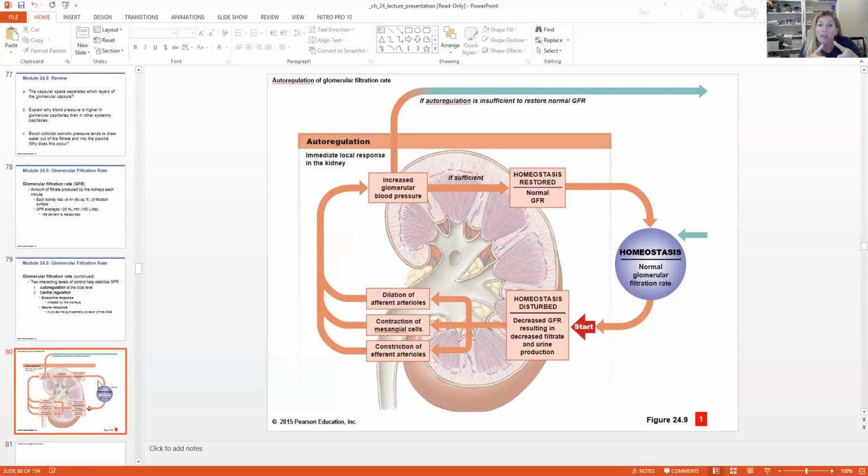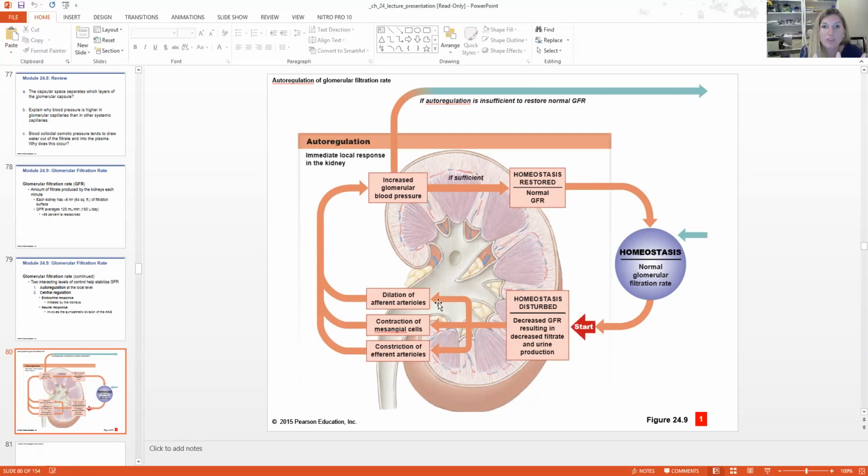So the afferent arterioles are going to dilate. The mesangial cells are going to contract. This is going to increase the amount of blood that's being passed through the glomerulus and therefore into the capsular space, increasing. Sorry. The efferent arterioles are going to constrict. This is holding the blood in that glomerulus for a longer period of time. This is going to increase glomerular hydrostatic pressure, ultimately increasing GFR, but we're not there yet.